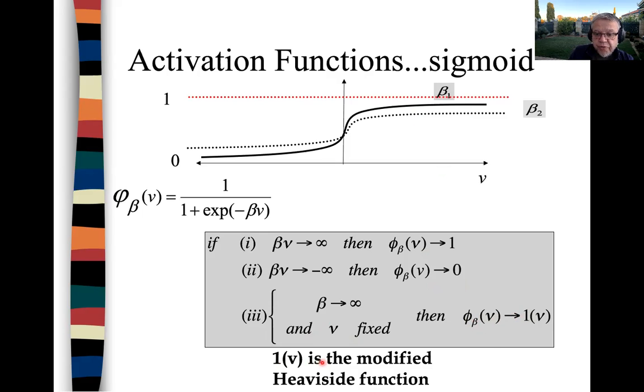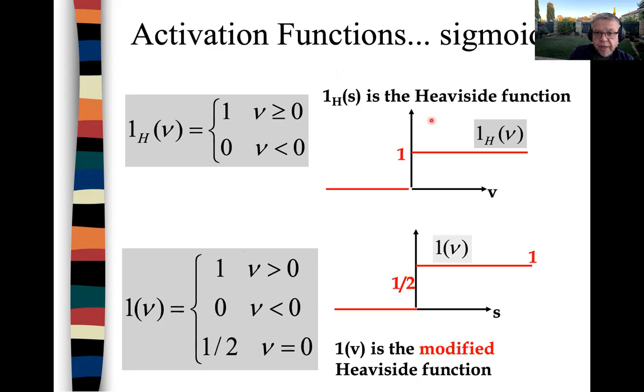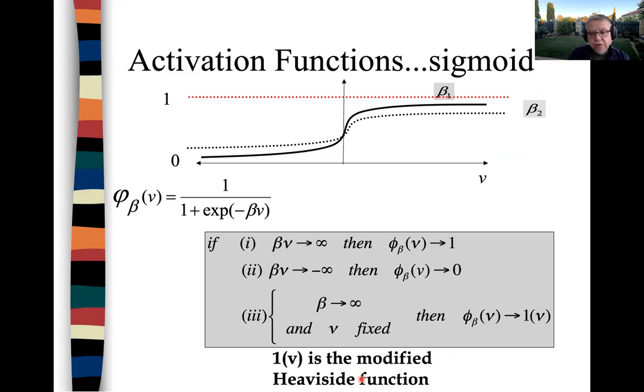This is the modified Heaviside function. The Heaviside function, okay, has value 1 when the input is positive or equal to 0, and 0 when the input is negative. But the modified Heaviside function is as follows: it's 1 when the input is positive, 0 when it's negative, and 1/2 at 0. Okay, so this is the modified Heaviside function.